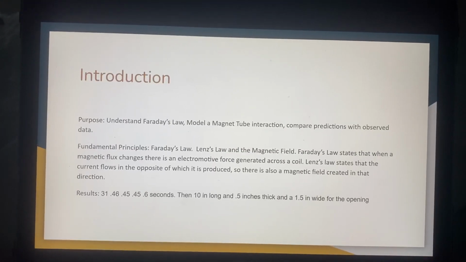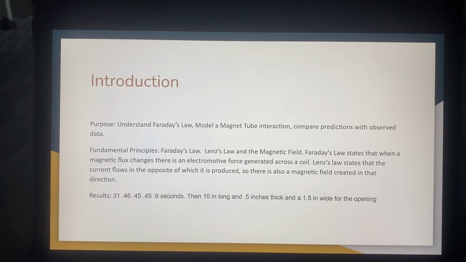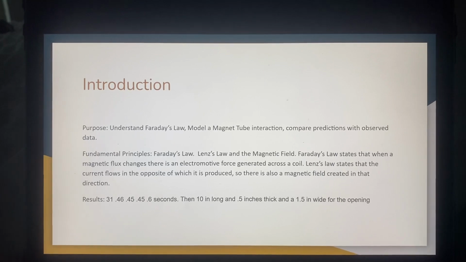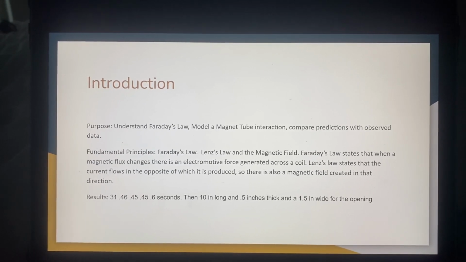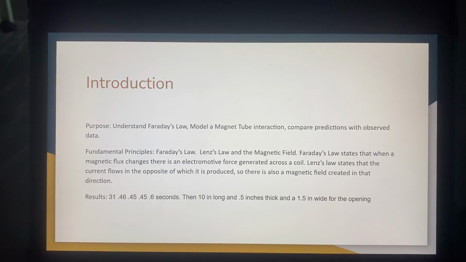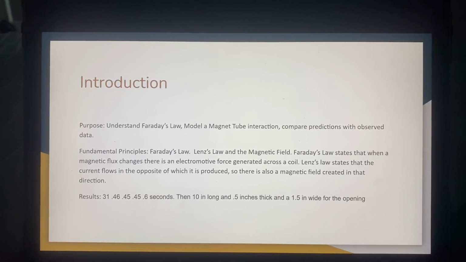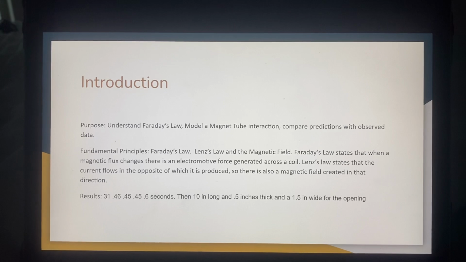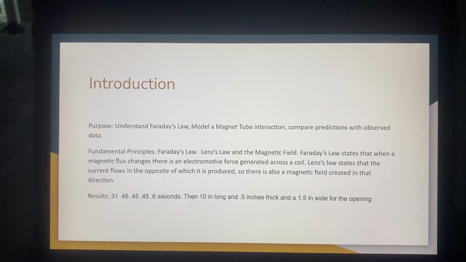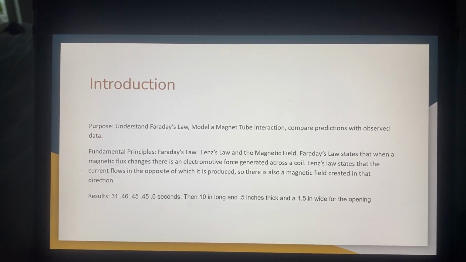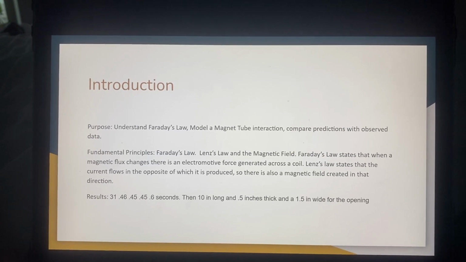Okay, lab 4. So the purpose of this lab was to understand Faraday's law, model a magnet-tube interaction, and compare predictions of this interaction with observed data. The fundamental principles include Faraday's law, Lenz's law, and the magnetic field/magnetic flux. So Faraday's law states that when a magnetic flux changes, there is an electromotive force generated across a coil.